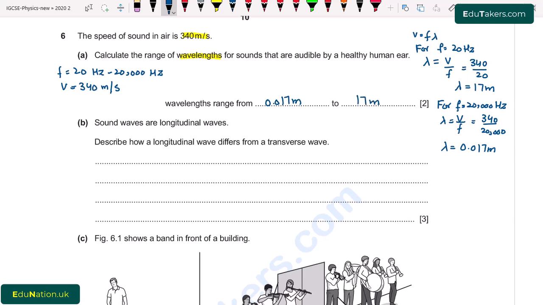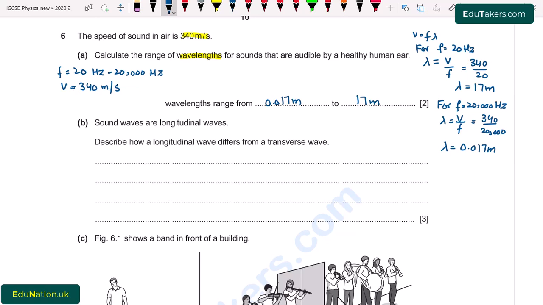Part B. Sound waves are longitudinal waves. Describe how a longitudinal wave differs from the transverse wave. So here we have to differentiate between the longitudinal and transverse wave. We know that in the longitudinal wave, the direction of vibration is parallel to the direction of energy travel. But in the transverse wave, the direction of vibration of wave is perpendicular to the energy travel direction.